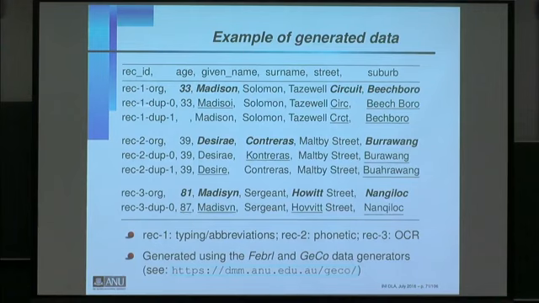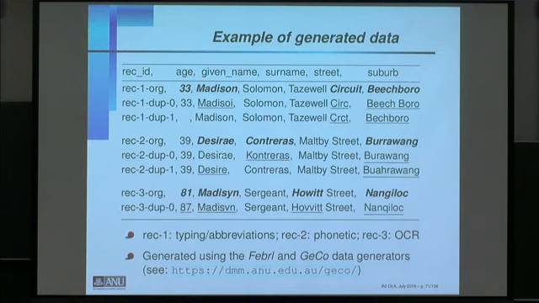So the first ones up here are typing errors, for example, or abbreviations based on lookup tables. So instead of having a circuit, we have circuit. These are abbreviations which are valid. Or we have typing errors here.